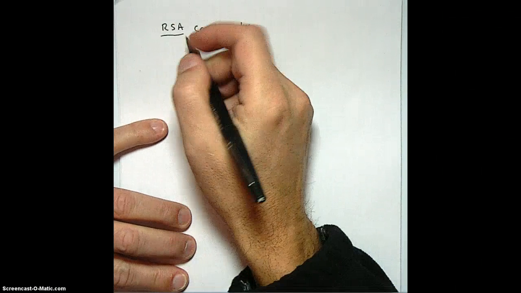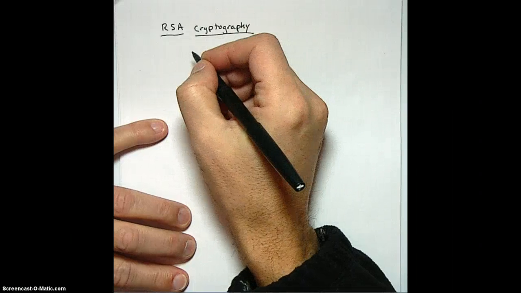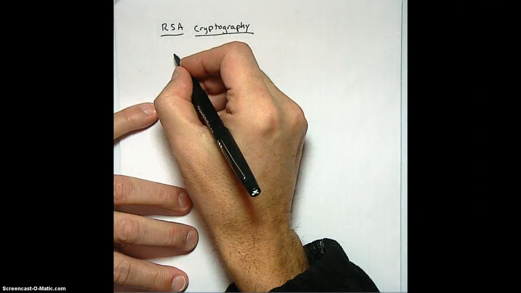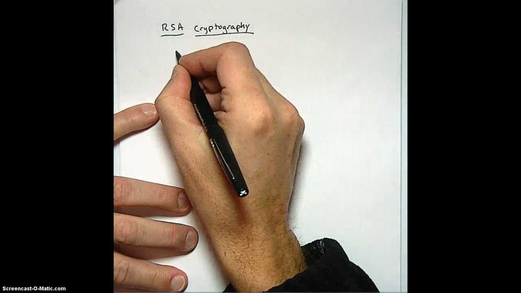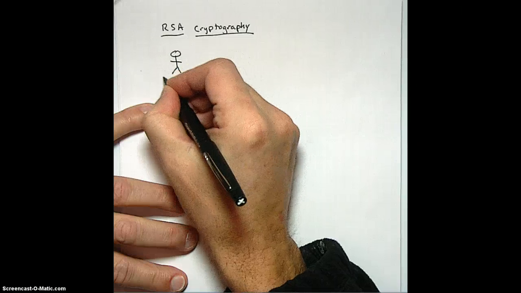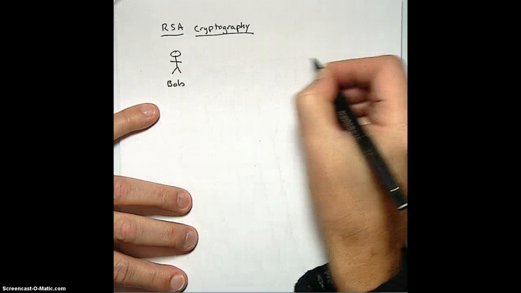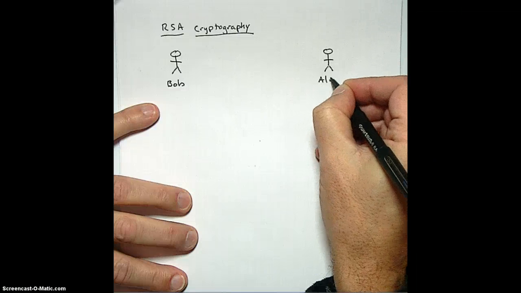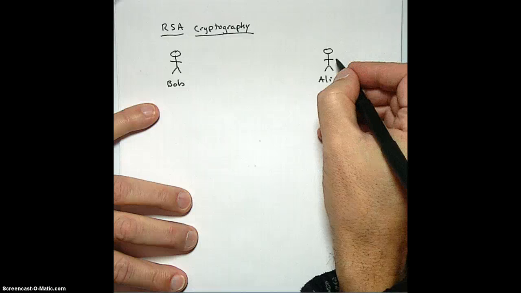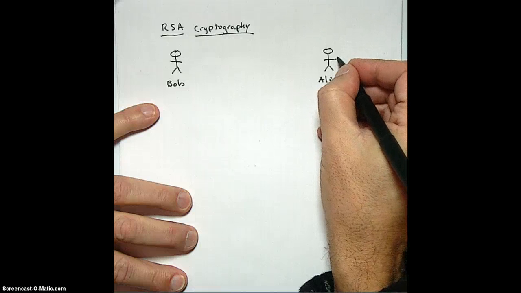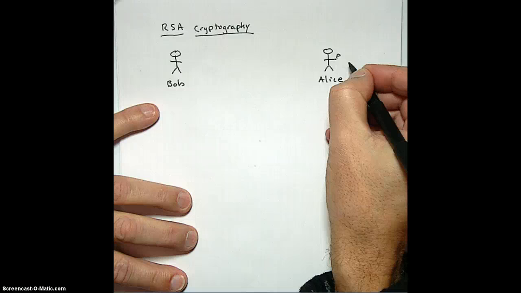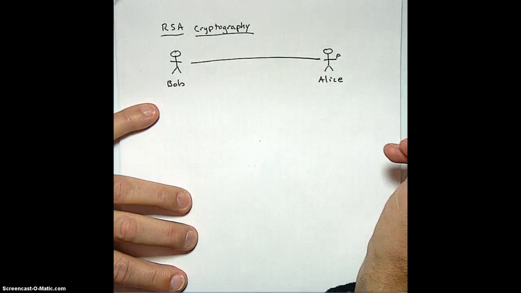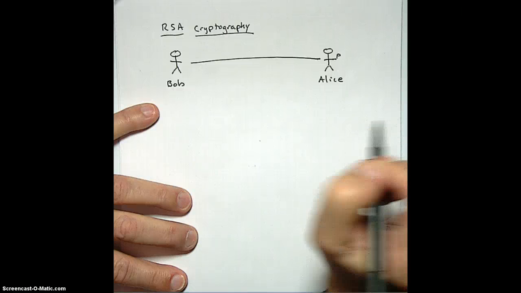Hello. The second part of today's lecture is on RSA cryptography. So here we have two people, Bob and Alice. And Alice is holding a message P in her hand, and Bob wants Alice to send him this message P.